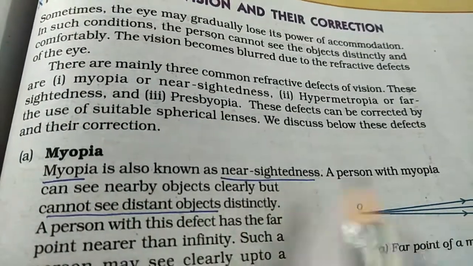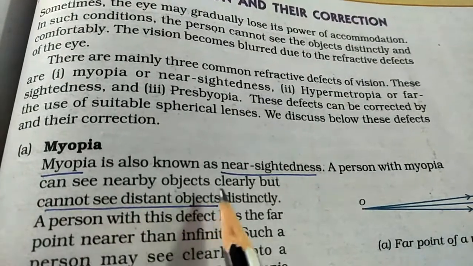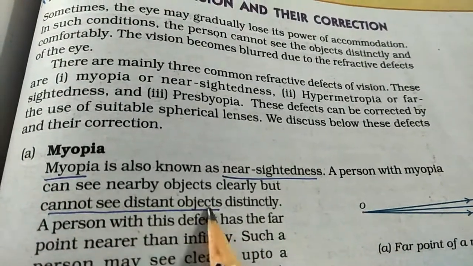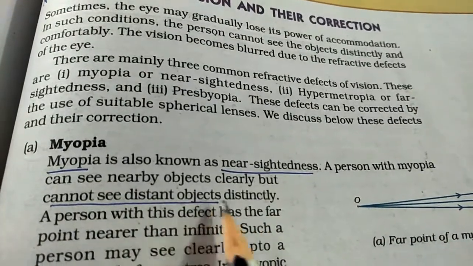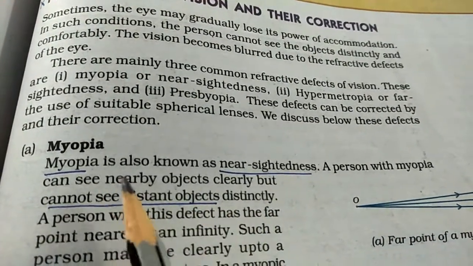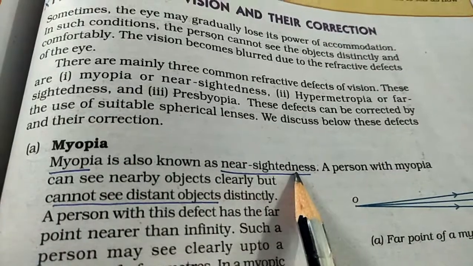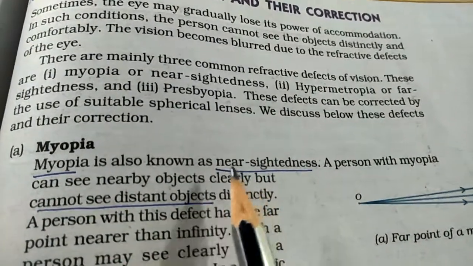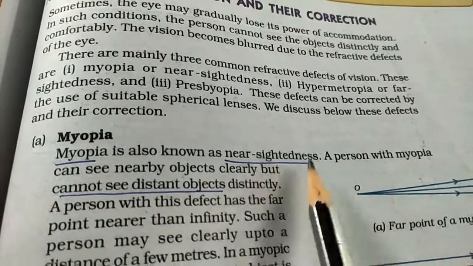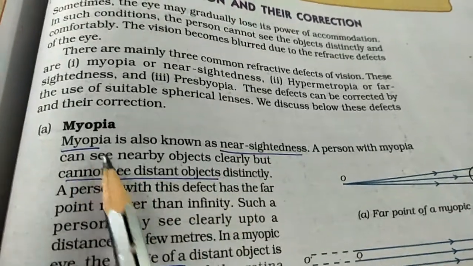A person with myopia can see nearby objects clearly, but cannot see distant objects clearly. The faraway objects they cannot see clearly. So that condition is called nearsightedness. Even though they can't see far objects clearly, it is called nearsightedness, so don't get confused. It's also called myopia.